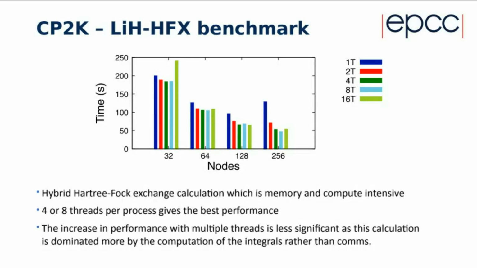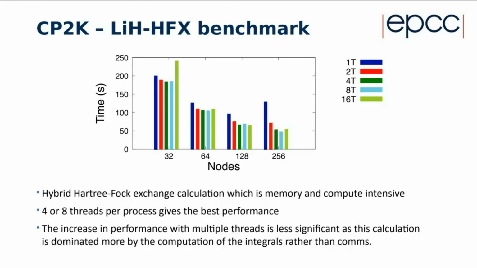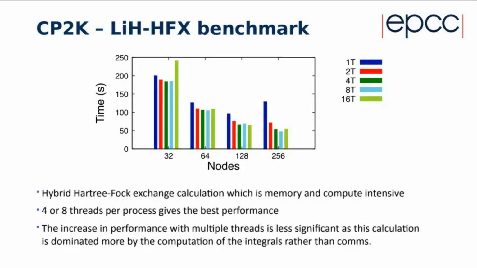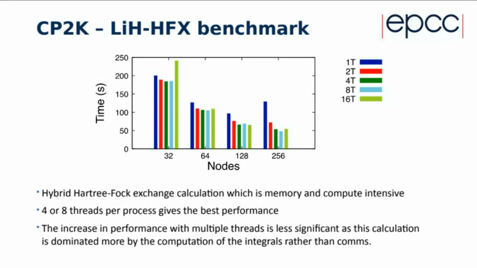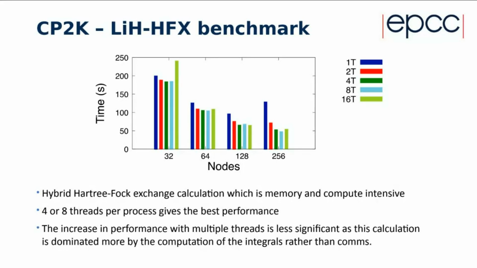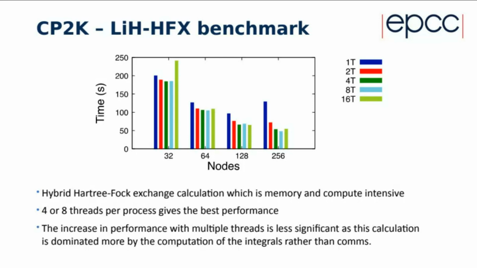And then again, as you go up in nodes, this effect is a lot more. So the performance of 1 thread gets a lot worse, and the performance when using multiple threads gets better. So yeah, the increase in performance of multiple threads in this case is slightly less significant, as this is dominated more by computation of the integrals rather than communications.